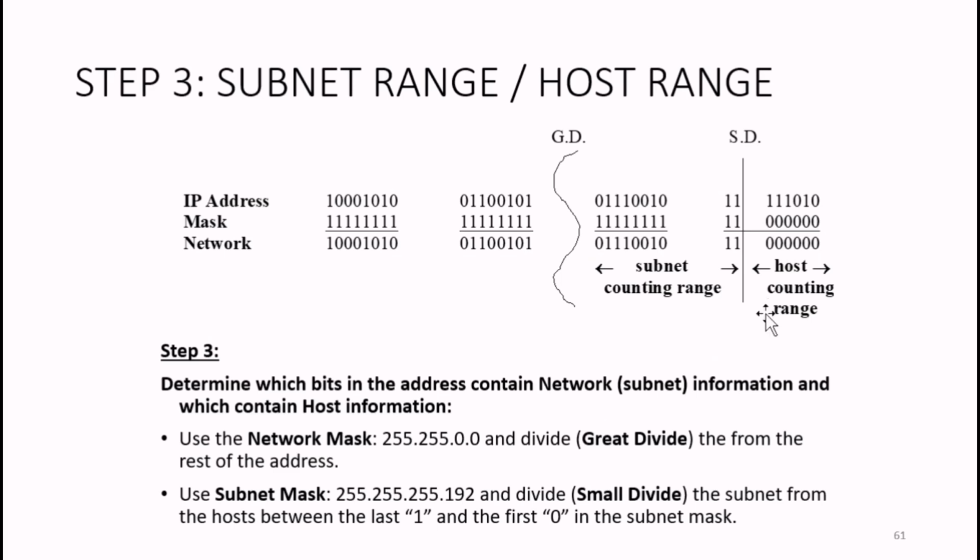And from here we also know where the subnet range is. So this is the host that we already discussed on the previous slide, where we use SD, which we call small divide, to divide between host and subnet and network. And to find the subnet range, the subnet bits, you need to make another divider, we call it grade divide.